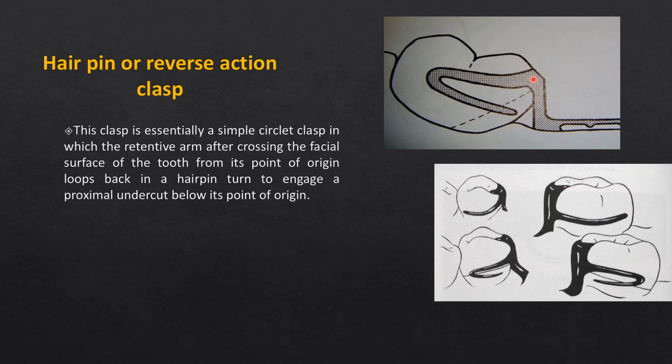Next is the hairpin clasp. A hairpin clasp is a simple circlet clasp, but the undercut is lying on the same side of the minor connector or the body of the clasp. So the simple circlet clasp then takes a U-turn and then comes back to engage the mesial undercut. Usually we use this in Kennedy's class 3 situations when we have a tilted abutment just distal to the edentulous space. So this is how you see we have a simple circlet clasp that goes back to engage the mesial undercut. This is why it is known as a hairpin, because like you have hairpin bends on roads or tracks on hills, that's why it's called a hairpin.